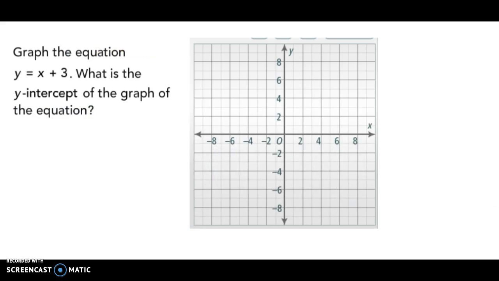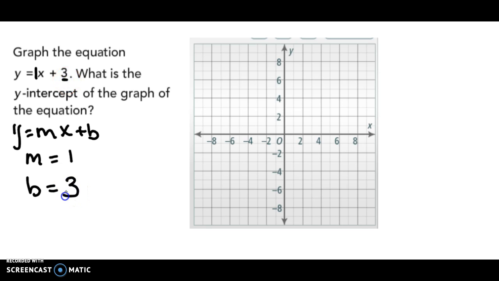Graph the equation y equals x plus 3. What is the y-intercept of the graph of the equation? So now we're going to graph. First, we want to identify what our y-intercept is. Remember, your equation is y equals mx plus b. Our m value is the number in front of x, which in our case is 1. Our b value is the value that stands alone, which is 3.